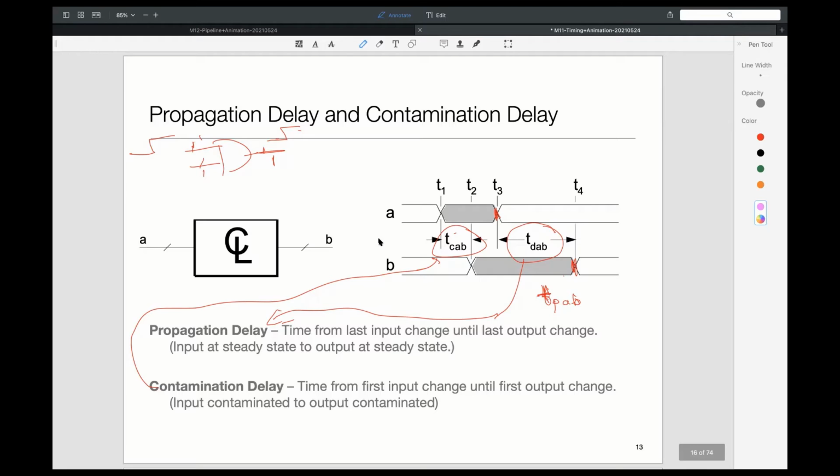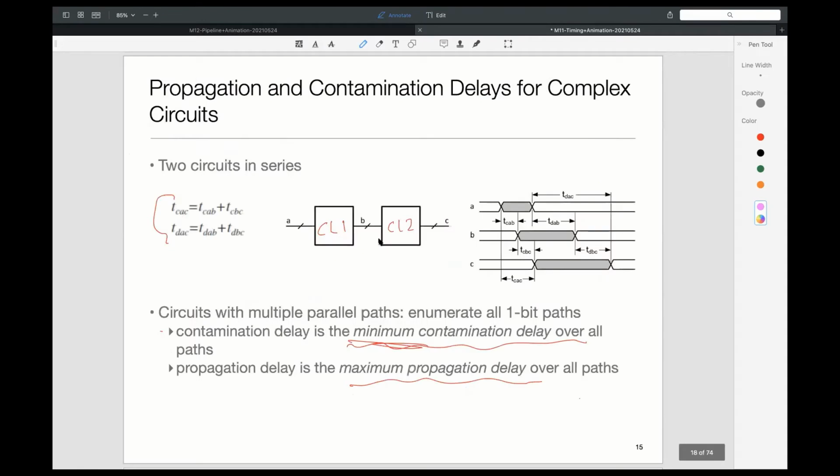Contamination delay is the other way around. It's the earliest change on the input to the earliest change on the output. We also talked about last time, and I showed you examples, that when you have circuits in series, these 2 types of delays add up. If I have 2 combinational circuits in series, then their contamination delays add up and their propagation delays add up.